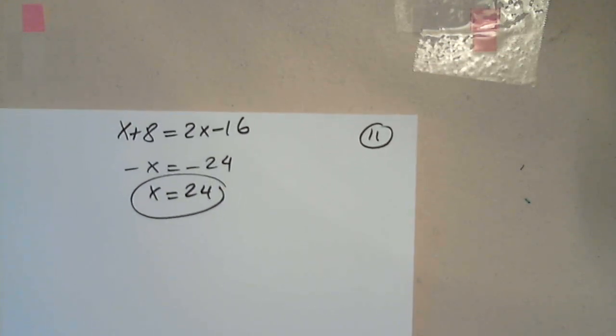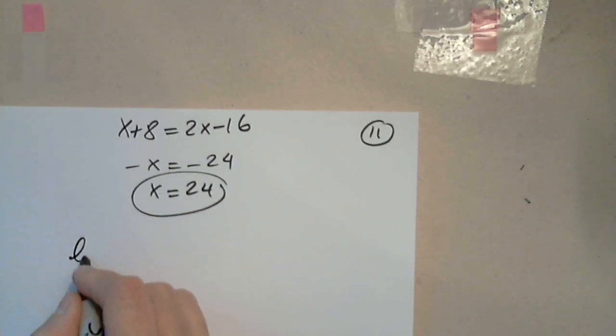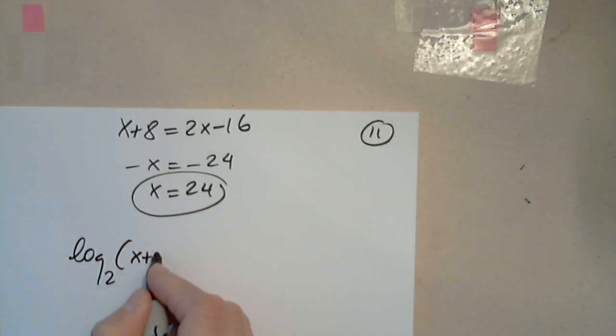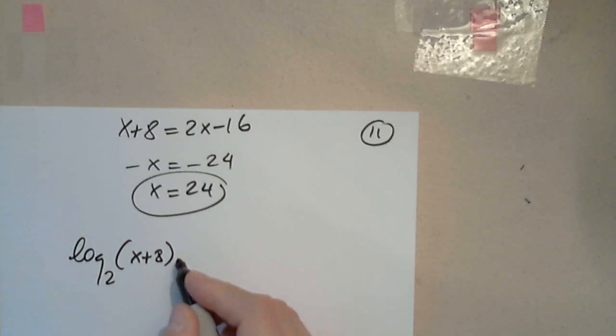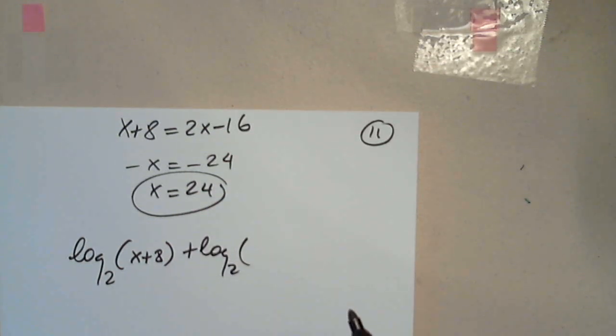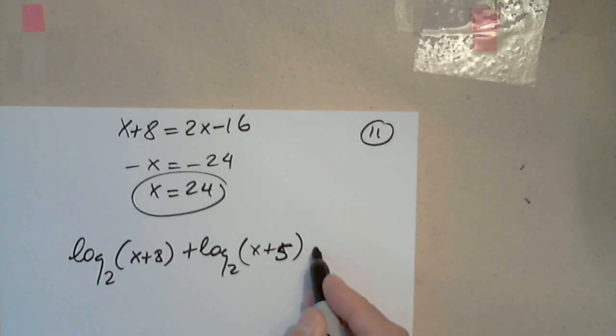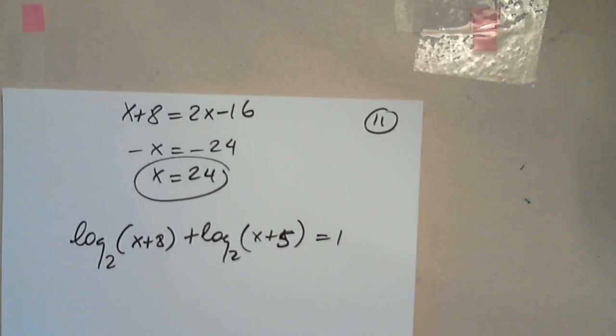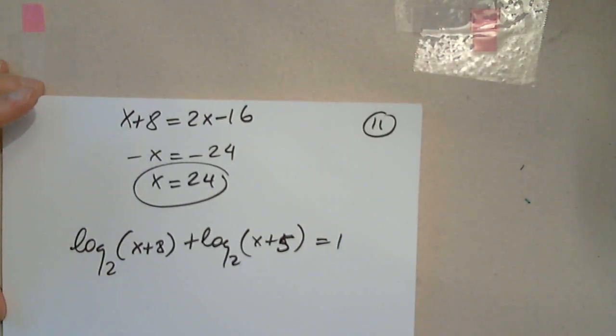Okay, let's look at the log equation. Log base 2 of x plus 8 plus log base 2 of x plus 5 equals 1. When we solve log equations, it is recommended to state the domain first. However, you can use the other method. I'm fine. But don't forget, you must check.